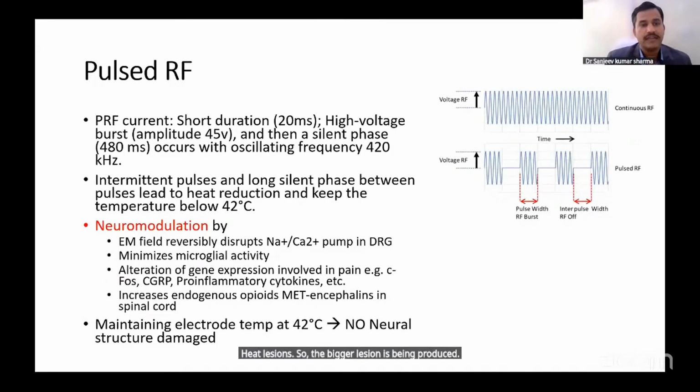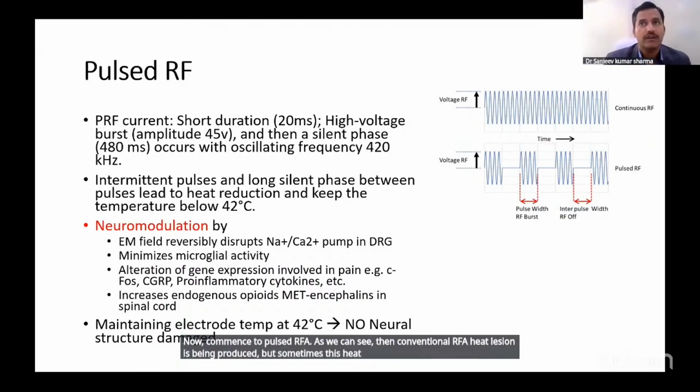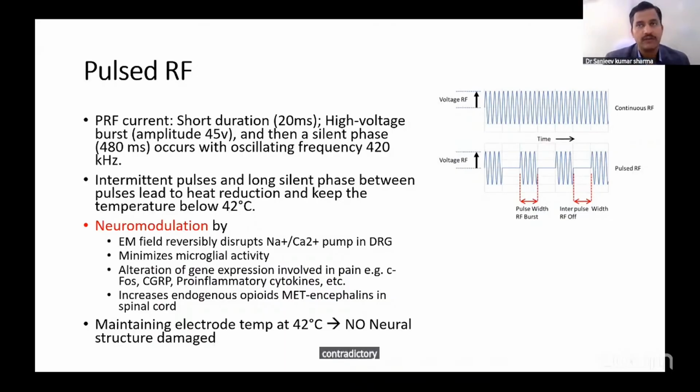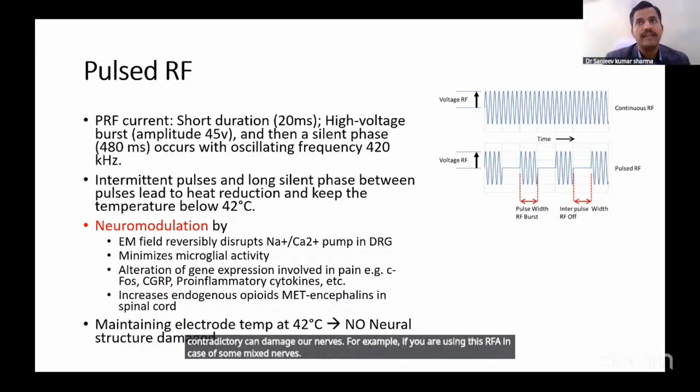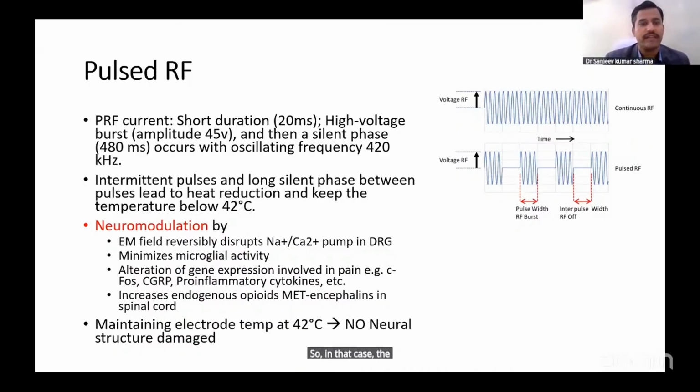Now coming to pulsed RFA. As we can see, in conventional RFA a heat lesion is produced, but sometimes this heat lesion can damage our nerves. For example, if you are using RFA in case of mixed nerves, the motor fibers can also be damaged. In those cases, we use pulse RF. What happens in pulse RF?